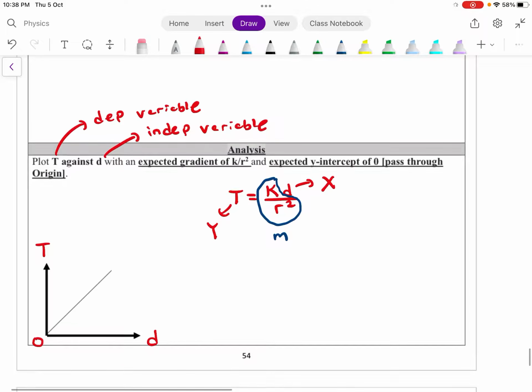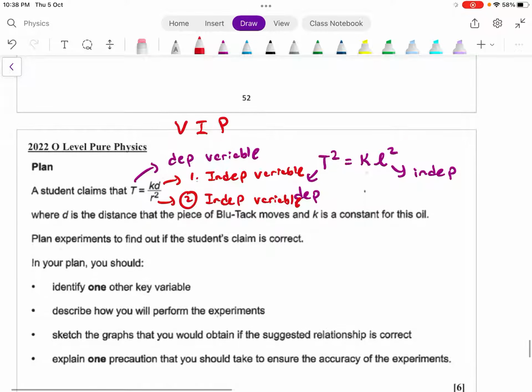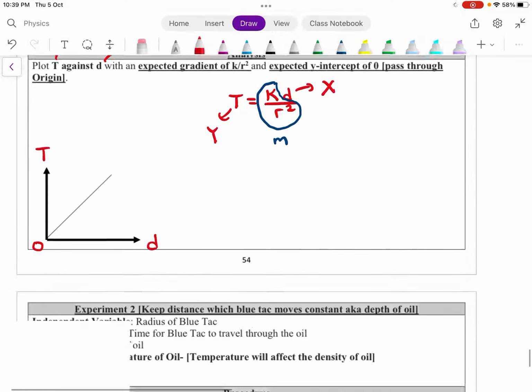Now, of course, if I go back to this formula, apparently we are done with the first independent variable. What about the second independent variable? So it's the r, right? So that's where I need to go to experiment 2. Experiment 2 is right here.